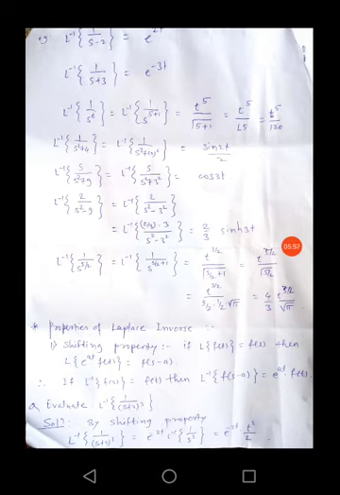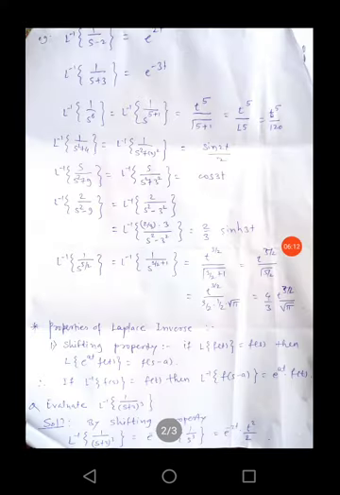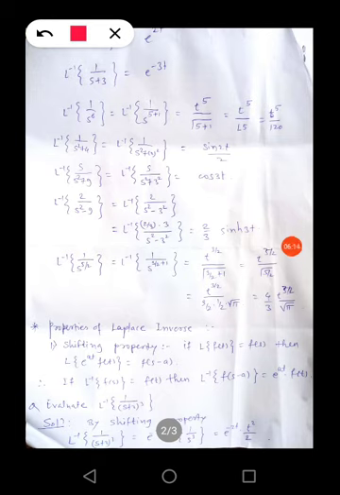What is L inverse of 1 upon s minus 2? It is equal to e raised to 2t, because this is from the second property, Laplace inverse 1 upon s minus a is equal to e raised to at. So from this property we have Laplace inverse of 1 upon s minus 2 equal to e raised to 2t. So this is for the first one. Laplace inverse 1 upon s plus 3 equal to e raised to minus 3t.